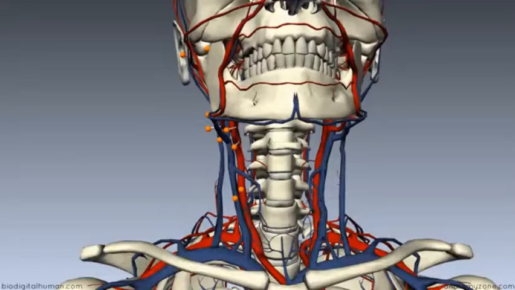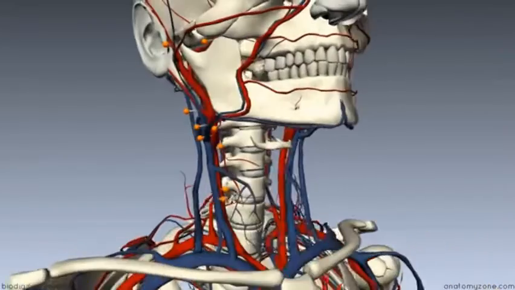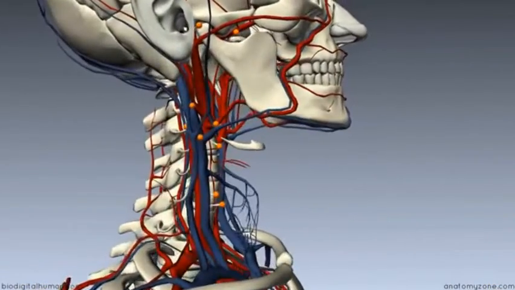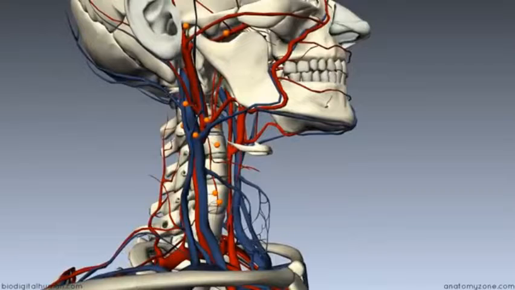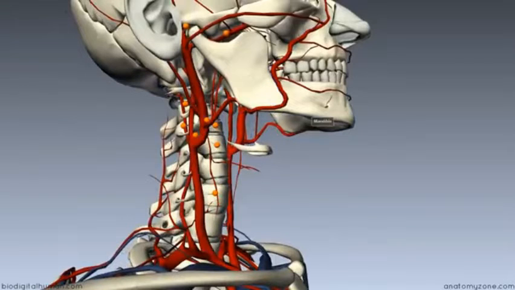So we're looking here at an anterior view, and we've got the vessels of the head and neck shown on the skeleton. You can see this pin here shows the right common carotid, and just lateral to that you've got the right internal jugular vein. If I just rotate the model round, we can take a look at the external carotid artery. I've just removed the veins of the head and neck, so we're just looking at the arterial system.